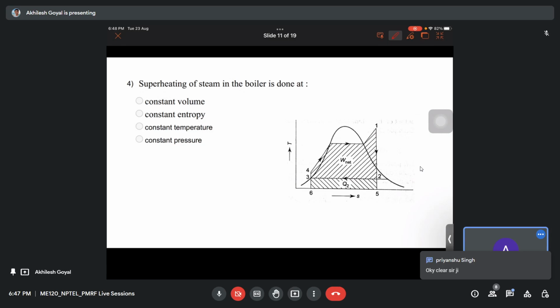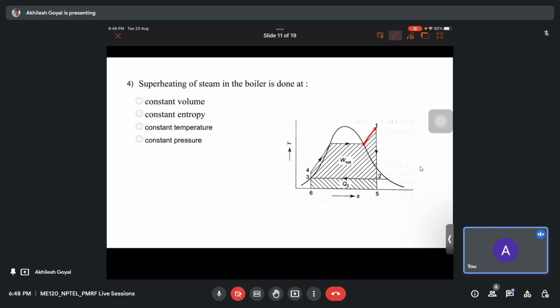The question is, superheating of steam in the boiler is done at. So the question is, superheating is happening in the boiler, and this process is at constant volume, entropy, temperature or pressure. So from this figure, which part shows the superheating? This red line part shows the superheating of steam.